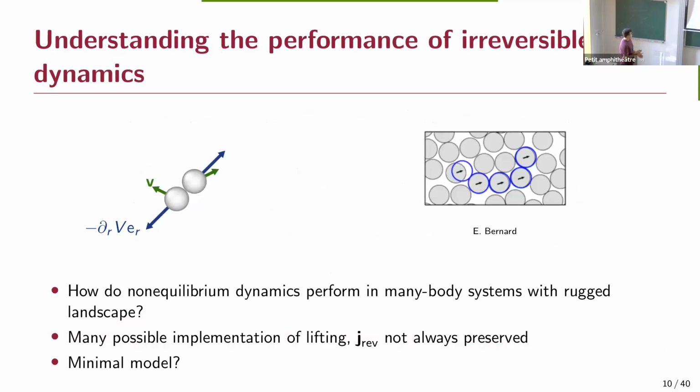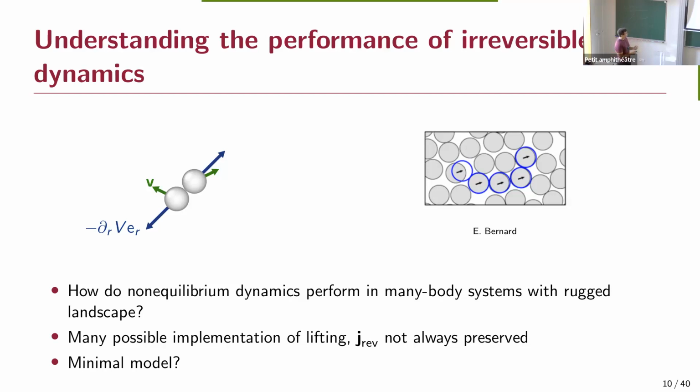What are the questions that we are interested in then is how do these kinds of non-equilibrium dynamics perform in many body systems with a large energy landscape? The problem is that, first of all, you need to choose how to implement the reversible current. And usually in lifting, the lift scheme is the reversible current. So all the part is usually washed away or modified. And so you lose control a bit on what you're adding and what you're removing from your system.